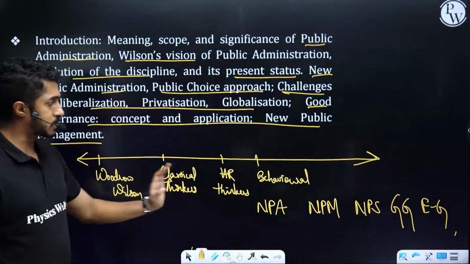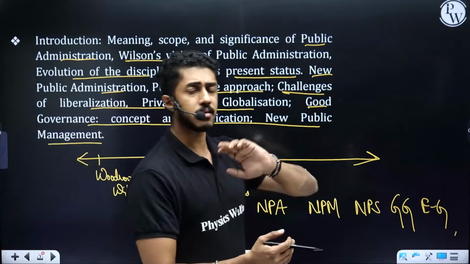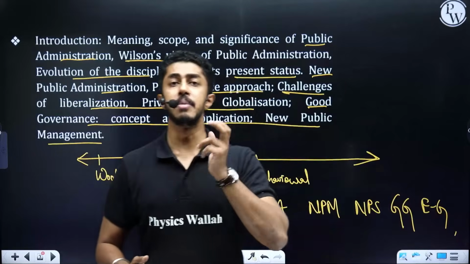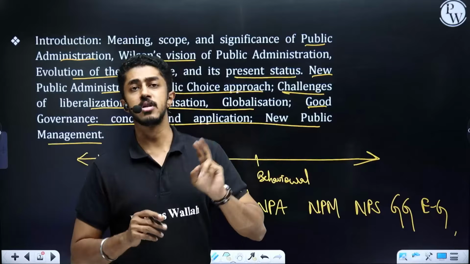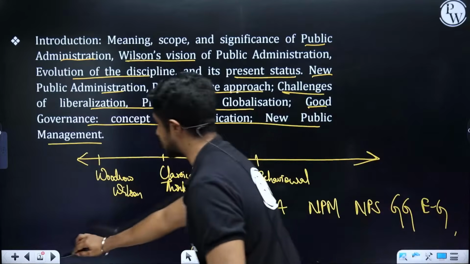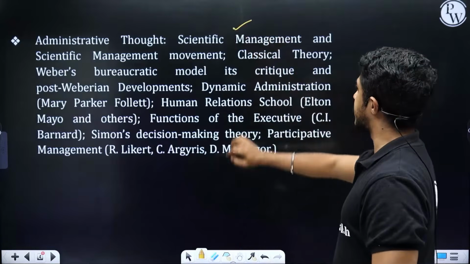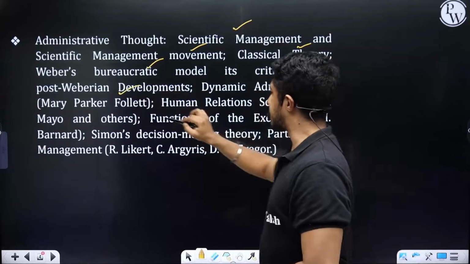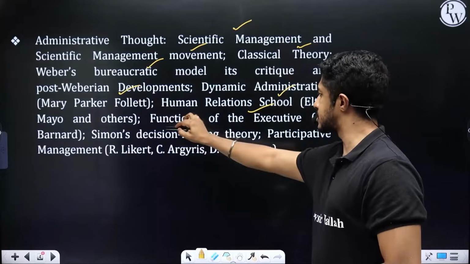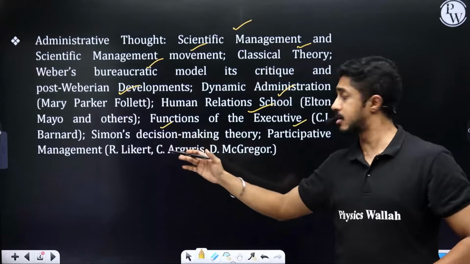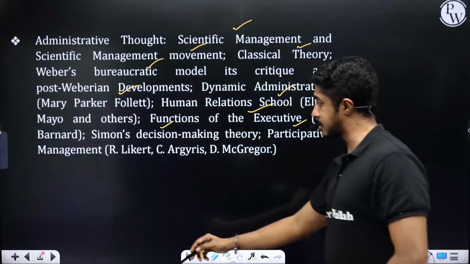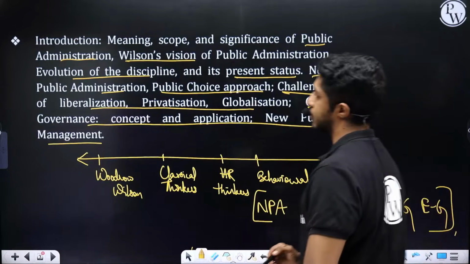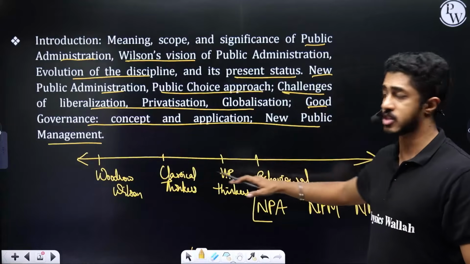And if you look at it, this whole thing, that is with thinkers, how PubAd has evolved, and otherwise also as a subject, how it has evolved, like NPA, new public administration, new public management, new public service, all of that. If you see, 2 chapters will get over. That is the second chapter. If you look at it, what is it about? Administrative thoughts, scientific management and scientific management movement, classical theory, Weber's bureaucratic model, its critique, post-Weberian development, Mary Parker Follett, human relations school, functions of the executive, Simon's decision making, participative management consisting of Likert, Argyris, McGregor. This is basically what I have represented here as the thinkers in the above line, and this is the other aspect of evolution. So the second chapter, which entirely consists of thinkers, I have represented it in the continuum here.